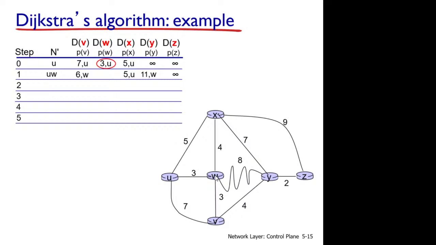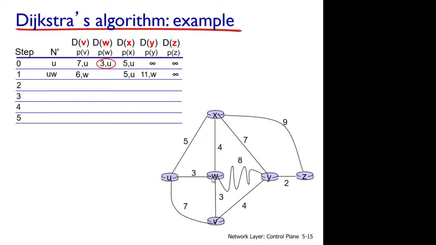Is that better than what I already had? Let's check out X over here. Well, X was 5, U, and now I'm about to write down 7, W. 7 is not better than 5, so I leave 5, U alone there, and I write it down again. Let's go for V this time. V is the one down here. So the cost to get to V via W is 3.